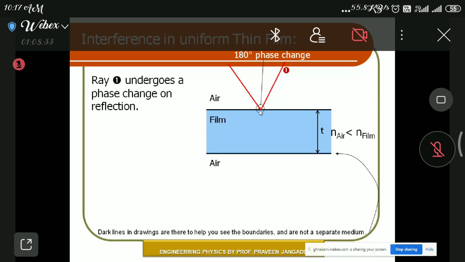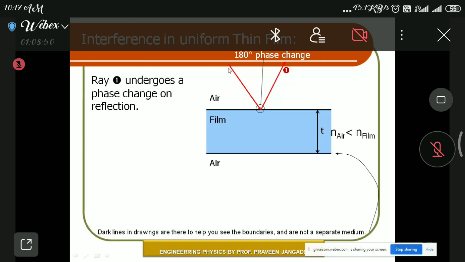Okay, so therefore some part of this ray gets absorbed, and that part corresponds to half of the wavelength. So therefore there is a phase change of pi radian, or maybe you can say the 180-degree phase change. Okay, so please try to understand this concept properly.